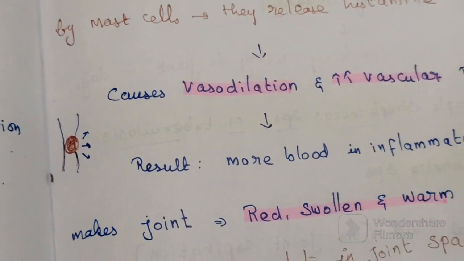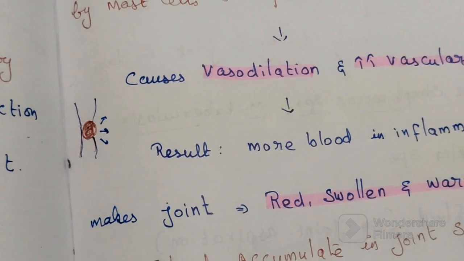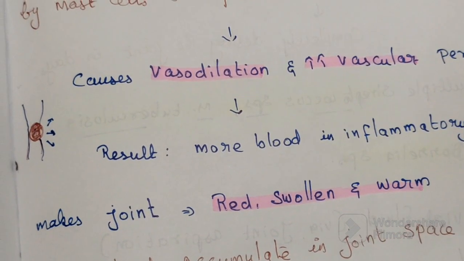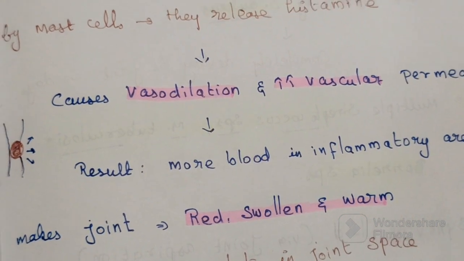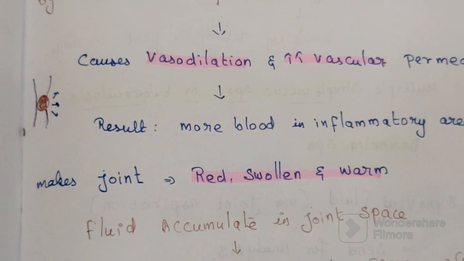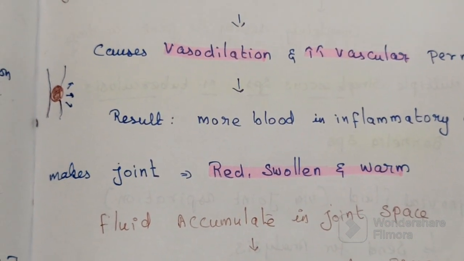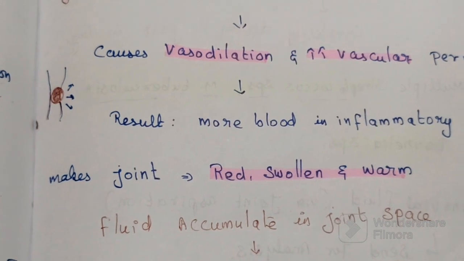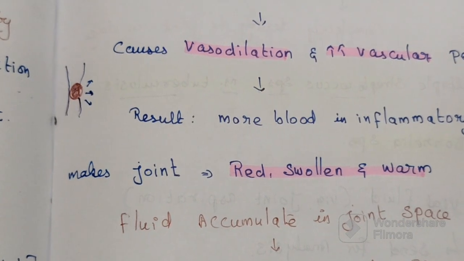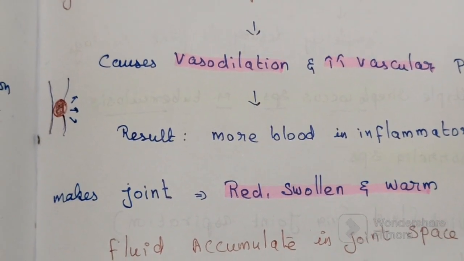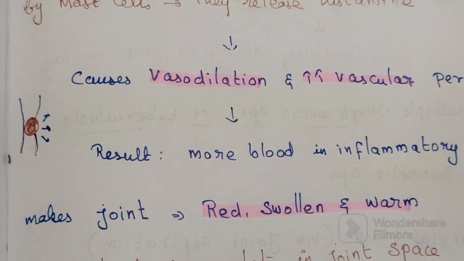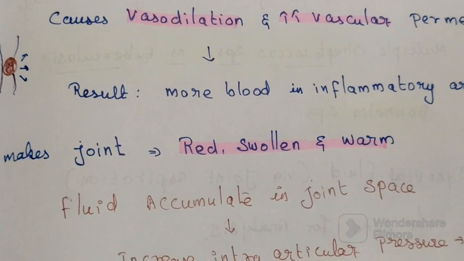As a result, the final result, more blood comes into that area, creating an inflammatory response. So more blood comes to that area, which makes the joint look red, swollen and warm, as more fluid leaks out of the capillaries and accumulates in the joint space.